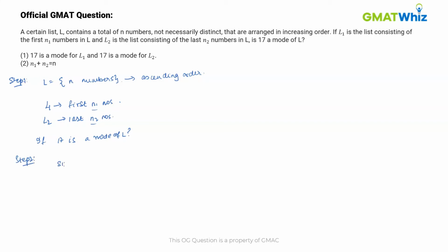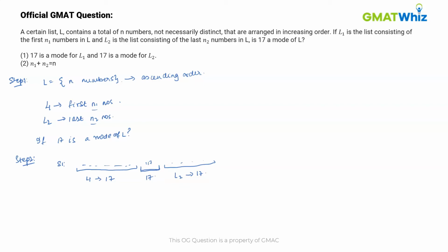We are given that 17 is a mode for L1 and 17 is a mode for L2. Suppose we have a list of numbers. This list L1 has the mode equal to 17, and the other list L2, which consists of the last N2 numbers, also has mode 17. Since the list is arranged in ascending order, the middle numbers should also be equal to 17, such that the mode of the numbers in the middle is also 17.